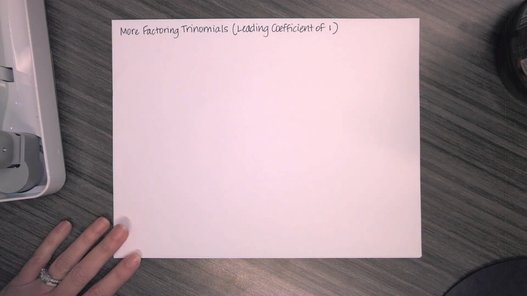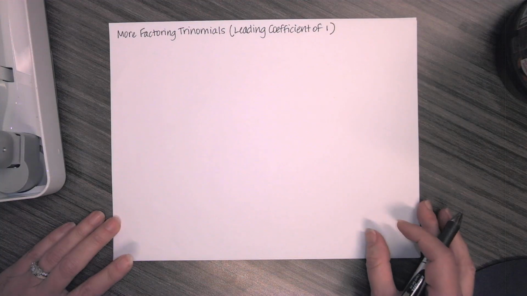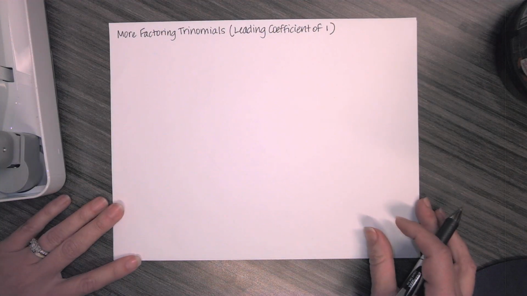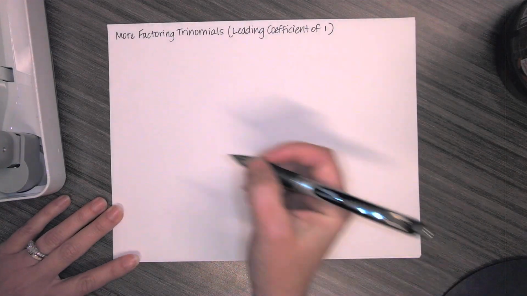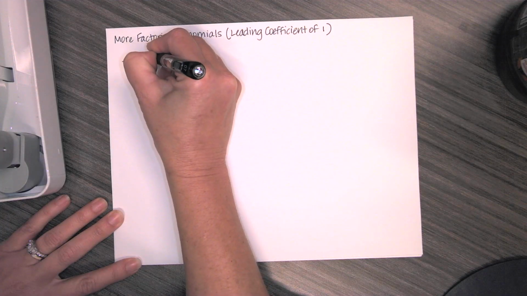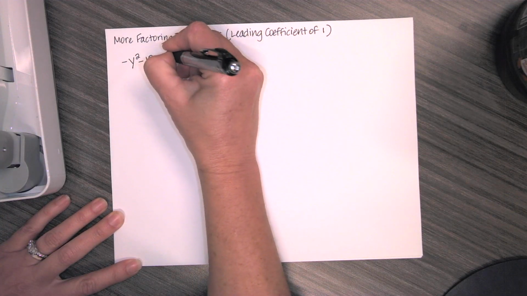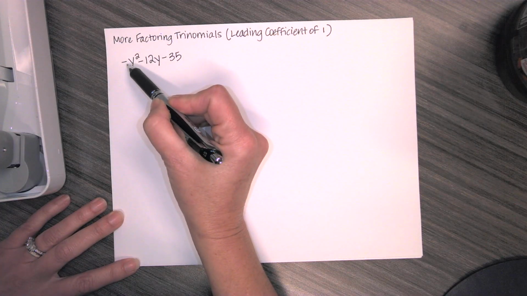In this video, I'm going to do a few more examples of factoring trinomials with a leading coefficient of 1. I want to show you some special cases that we need to be on the lookout for. And the first one would be where your leading coefficient is actually a negative 1.